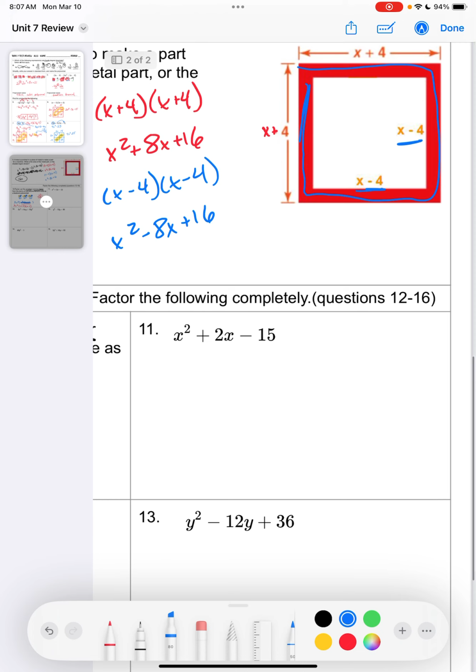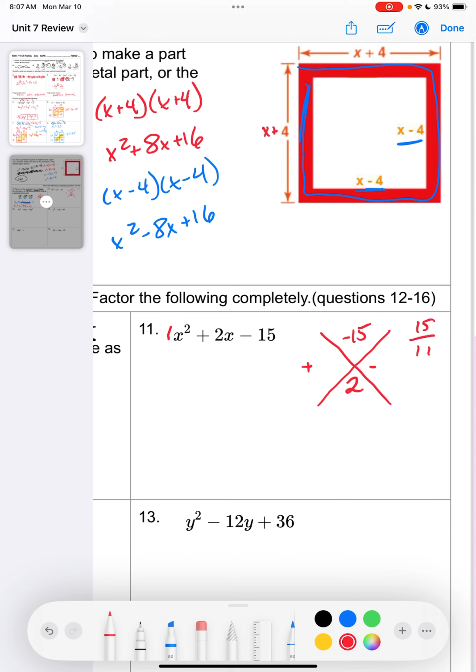All right, number 11, we can see that the a value is 1. So these are the factor problems where we can just put our c value up top, our b value at the bottom. Need numbers that multiply to negative 15 that add to 2. Multiplying to a negative means my signs are opposite.